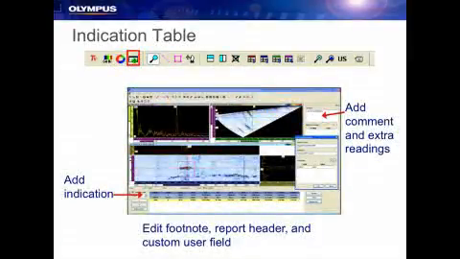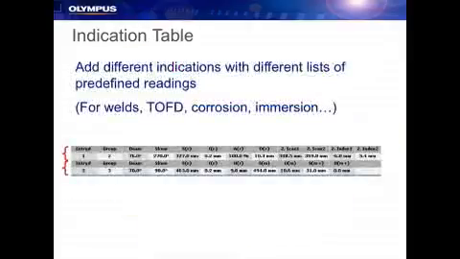We have an indication table. We can add an indication. We can add a comment for extra readings, and we can edit footnote, report header, and custom user field. We can add different indications with different lists of predefined readings. For welds, we can do TOF, corrosion, phased array, immersion, whatever is appropriate.